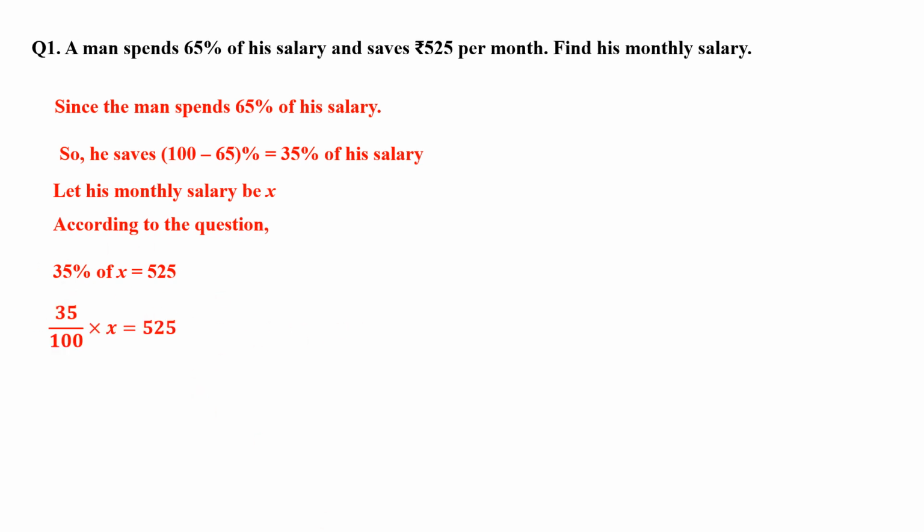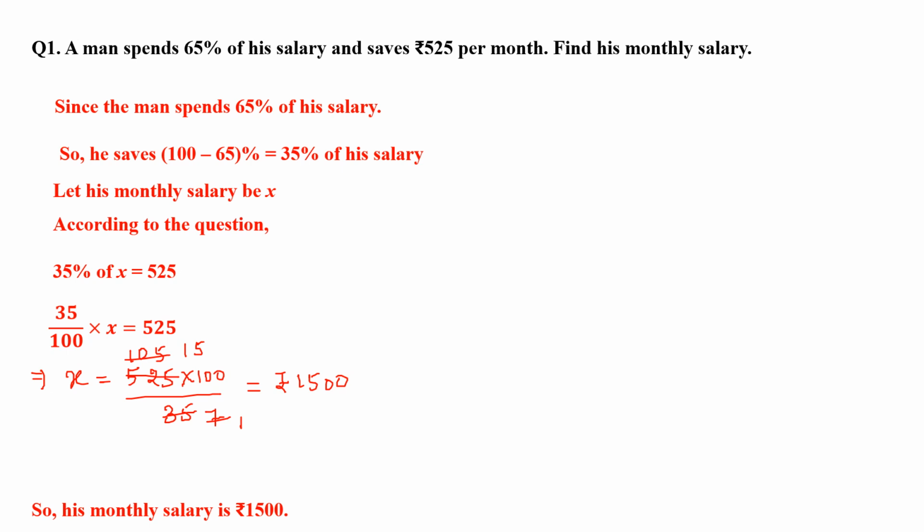Now I am going to reduce it. So 35 by 100 into X equals 525. If you transpose everything to the right hand side, you will get 525 into 100 divided by 35. Now use the 5 table, 5 times 7 is 35, 5 times 105, then the 7 table, 7 times 1 and 7 times 15. So from here I get my monthly salary is 15 into 100, which is 1500 rupees.